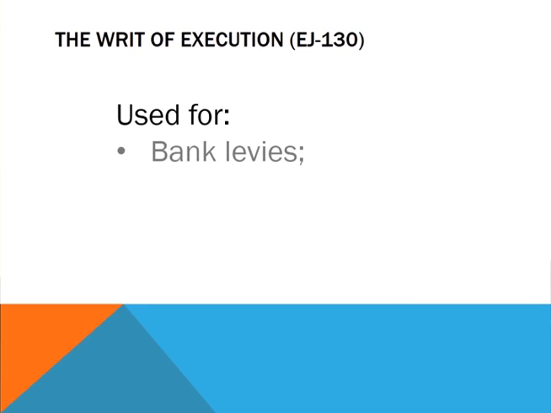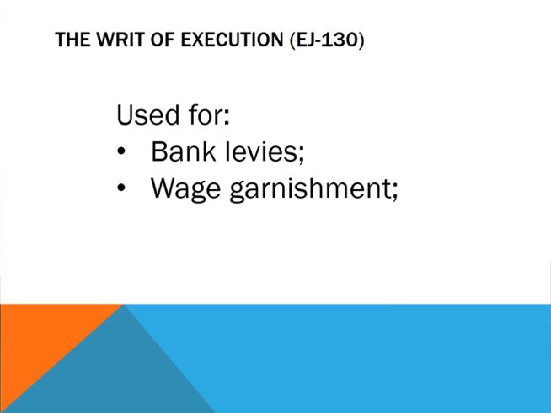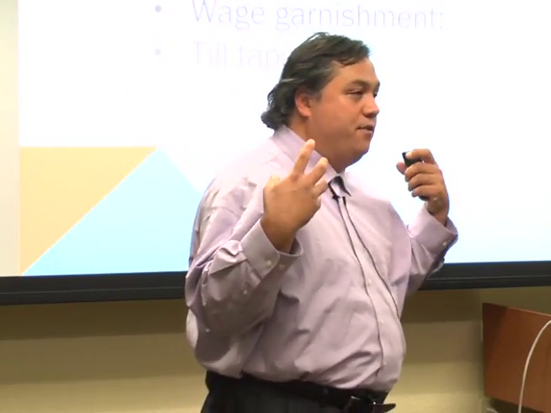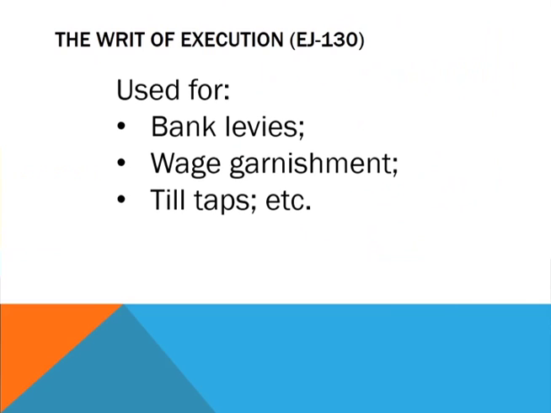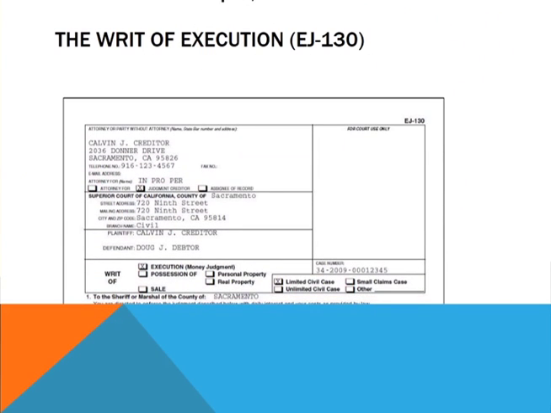It's going to be used for bank levies, wage garnishments, till taps, and other enforcement techniques, anywhere where you're having the sheriff enforce the judgment for you. The form itself is fairly straightforward, EJ-130, and the caption is just what you'd expect. You have to identify who you are in the case. You also would identify the plaintiff and the defendant. You'd indicate that it's a writ of execution.